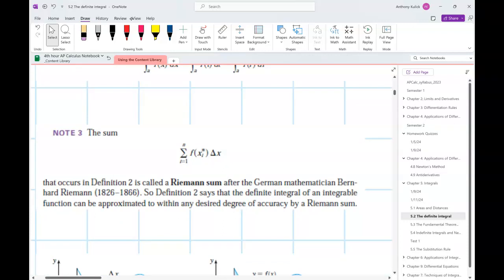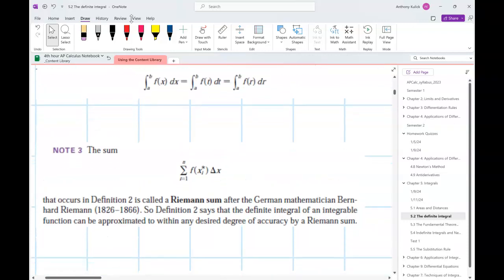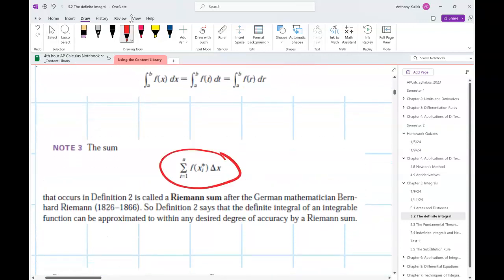What's up? No, that's just adding up the rectangles. Again, it doesn't need to be an infinite number of rectangles. It can be a finite number of rectangles.